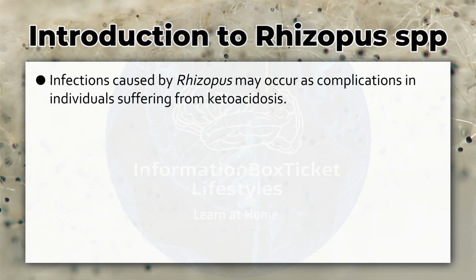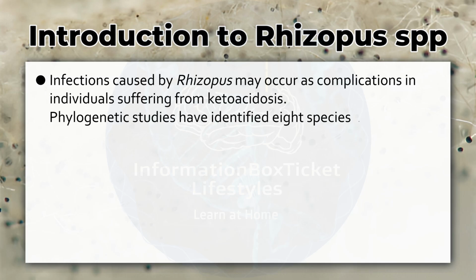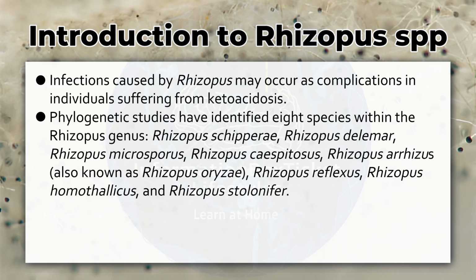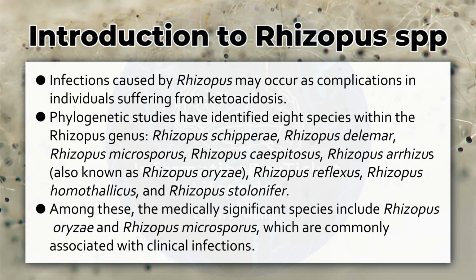Infections caused by Rhizopus may occur as complications in individuals suffering from ketoacidosis. Phylogenetic studies have identified 8 species within the Rhizopus genus: Rhizopus delemar, Rhizopus microsporus, Rhizopus cespitosus, Rhizopus arrhizus, also known as Rhizopus oryzae, Rhizopus reflexus, Rhizopus homothallicus, and Rhizopus stolonifer. Among these, the medically significant species include Rhizopus oryzae and Rhizopus microsporus, which are commonly associated with clinical infections.